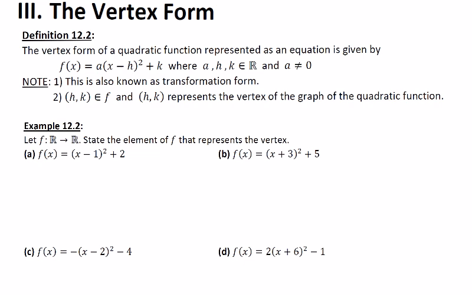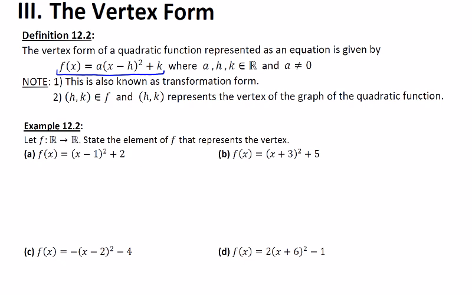So definition 12.2 is going to introduce what's called the vertex form of the quadratic function. The vertex form is going to take the a, b, and c, and turn it into a, h, and k. So the a is going to be the same, but the h and the k will not be the same as b and c. They will be different values. Now, f of x equals a times x minus h all squared plus k. This is going to be analogous to transformation form.